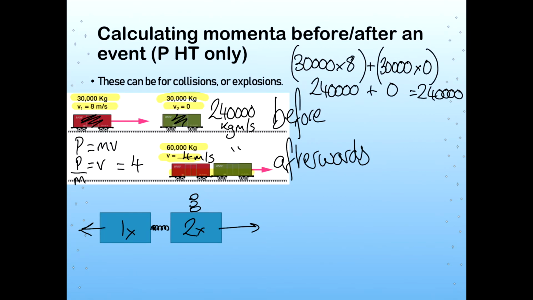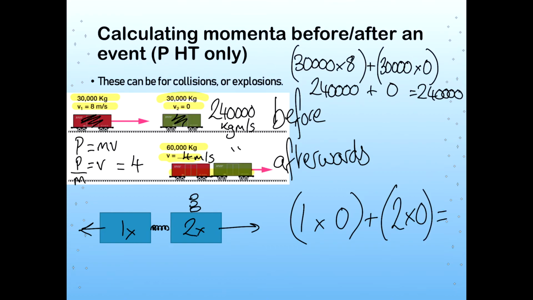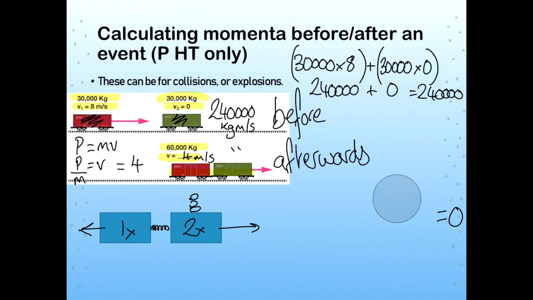And the lovely assumption here is that because they are currently not moving, let's call the one on the left 1 kilogram. It's multiplied by its velocity, which is stationary at the moment, so 0. We're adding it to the mass of the second cart, which is 2, multiplied by its velocity of 0. That, of course, is 0 plus 0. It's going to give us a total momentum of 0. So afterwards, we know that their momenta is also going to be a total of 0.